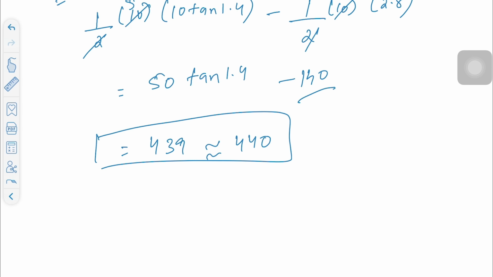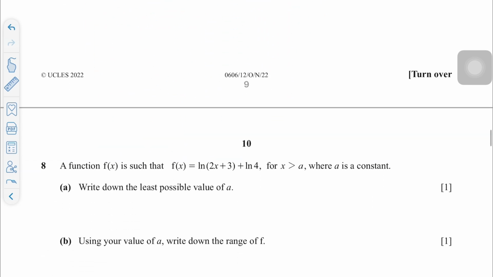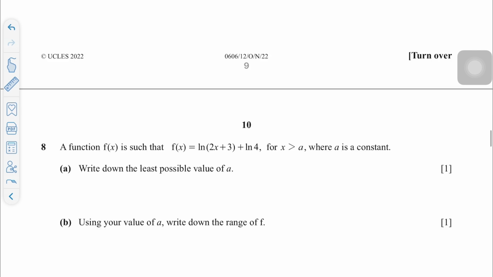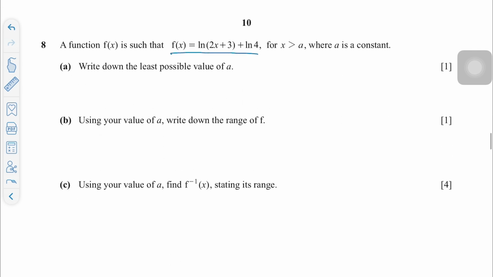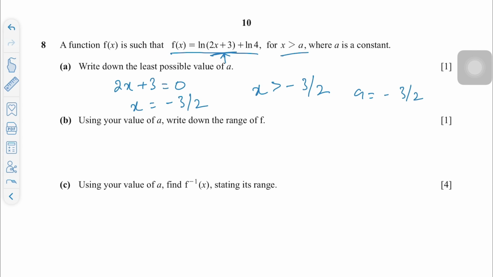Right? Moving on, we have our question 8, where a function is such that f of x equals this, x has to be greater than 0. For x has to be greater than 0, we have to make sure that this part is basically greater than 0. So we can use 2x plus 3 equals 0, x would be negative 3 upon 2, x has to be greater than negative 3 upon 2. So we have our a as negative 3 upon 2.